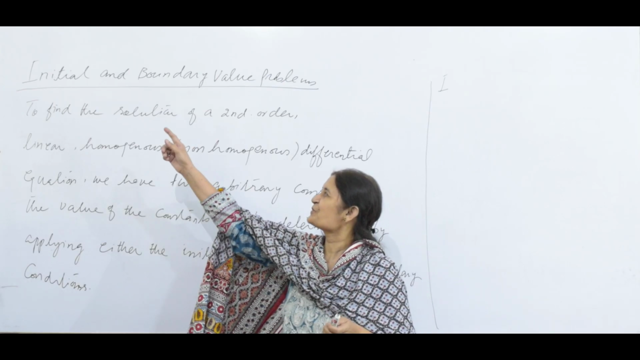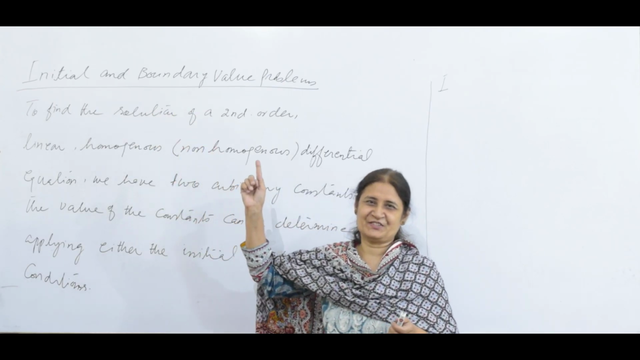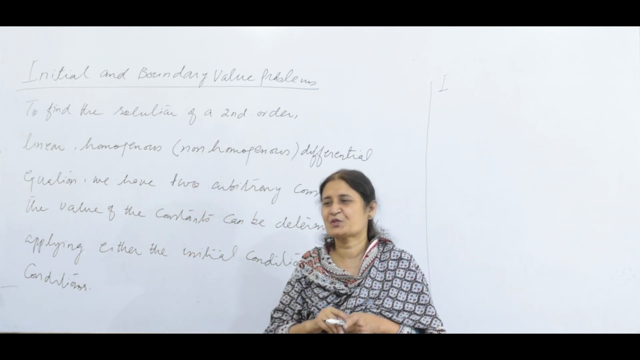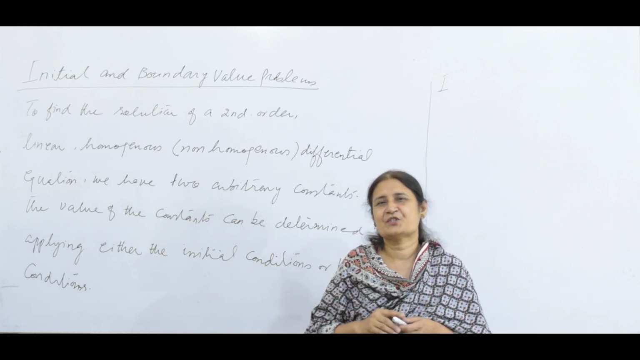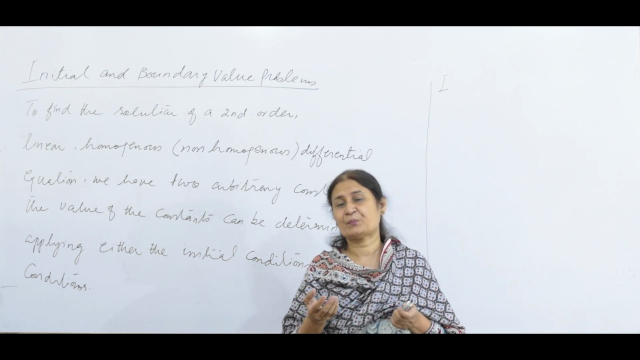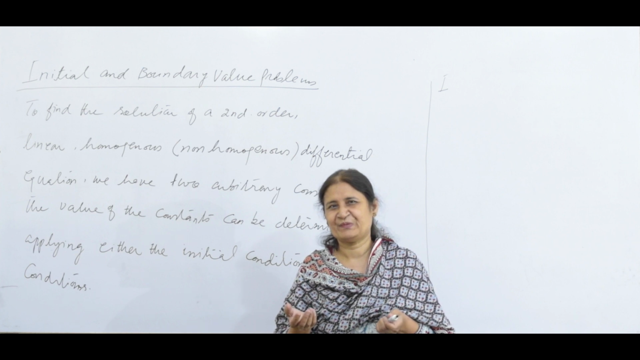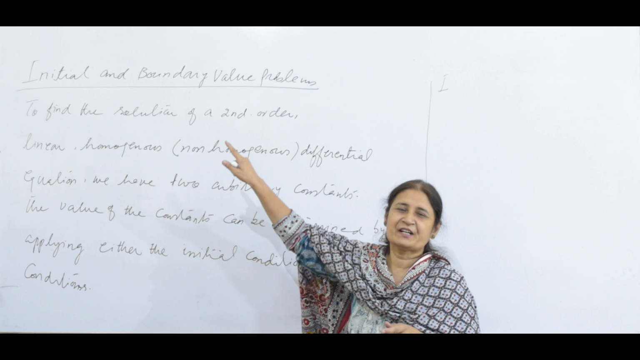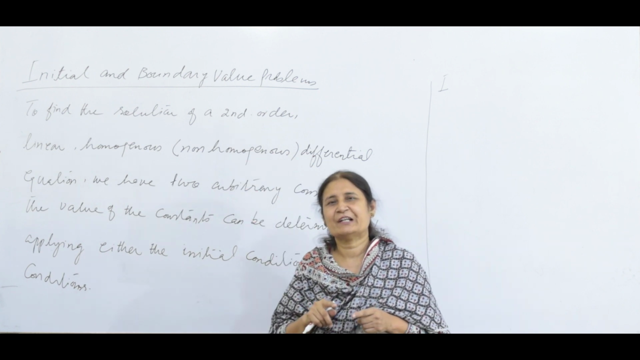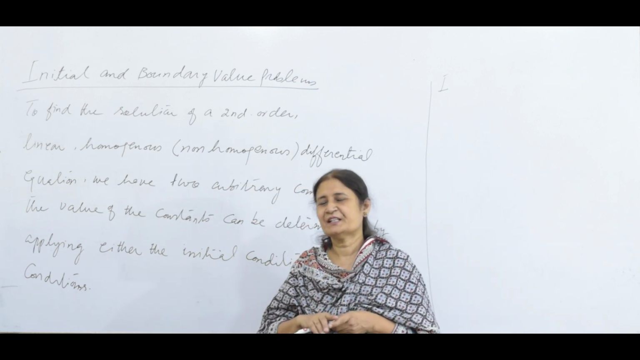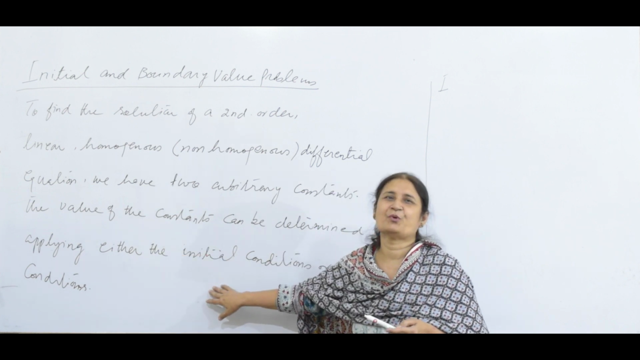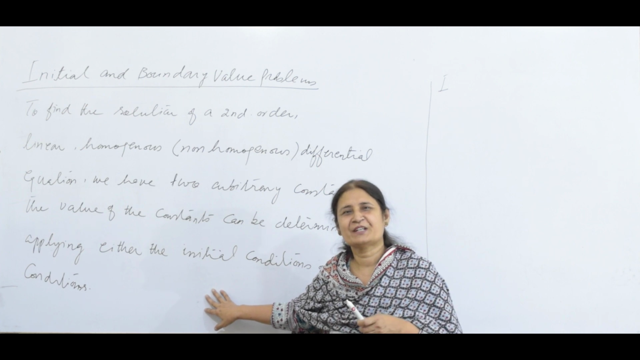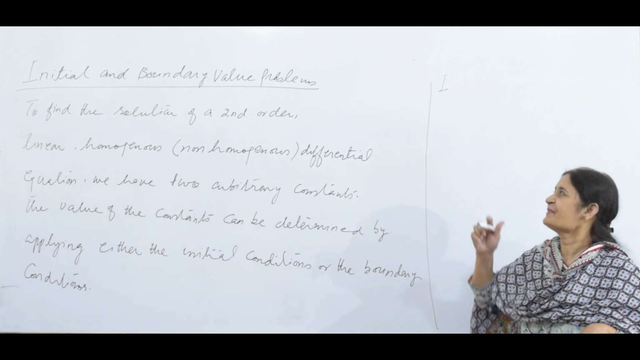So today we are going to talk about the initial and boundary conditions. For initial condition and boundary condition, let me discuss if you are solving a second order differential equation which is linear, homogeneous or non-homogeneous. For the second order, we are getting two constants, and the value of the constants can be determined either by applying the initial condition or the boundary conditions. With the help of an example, we see how to determine these constants A and B.